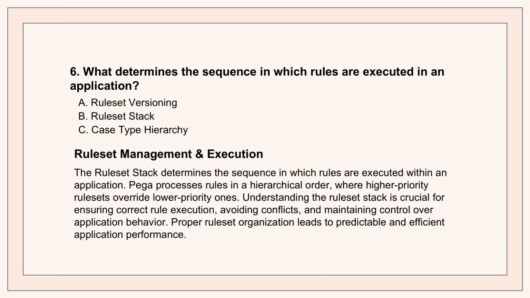It asks, what determines the order in which your rules actually spring into action in Pega? The order of operations. Always important. So true. Is it A, rule set versioning, B, rule set stack, or C, case type hierarchy? Okay, so imagine a stack of books, right? Each book represents a rule set. Okay, I'm visualizing it. Pega goes through those books, from top to bottom, executing the rules in that order. So it's all about the position in the stack. Exactly. That's why it's called the rule set stack. Makes perfect sense. So that makes option B our answer.